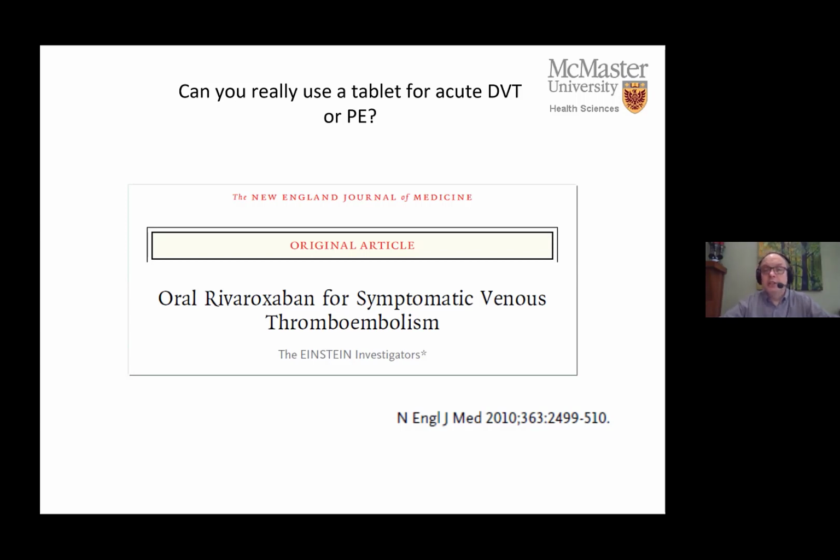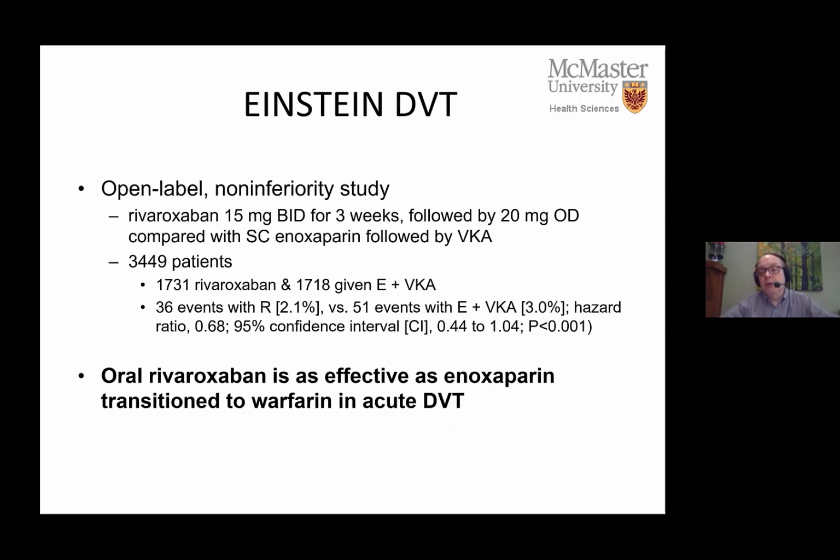The largest studies of pulmonary embolism that have ever been done have been done with the direct oral anticoagulants compared to low molecular heparin or other interventions. So there's two studies we're going to talk about in this area, one now, one a bit later. The Einstein DVT study was an open label non-inferiority study of rivaroxaban at the usual therapeutic doses of 15 milligrams twice daily for 3 weeks, followed by 20 milligrams once daily, compared with subcutaneous low molecular weight heparin transition to warfarin. 3,500 patients, half and half split on each of those treatments.